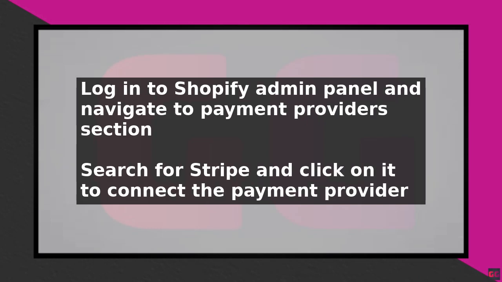To connect your Stripe account, click on the Connect button and you will be redirected to the Stripe website. Log into your Stripe account and authorize Shopify to access your Stripe account. Once you have authorized Shopify, you will be redirected back to the Shopify admin panel. In the Shopify admin panel, you will see that Stripe has been added as a payment provider.